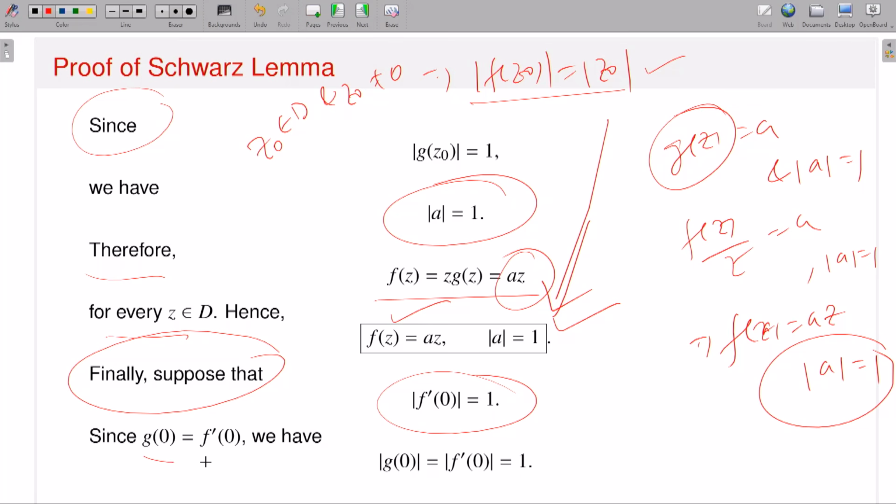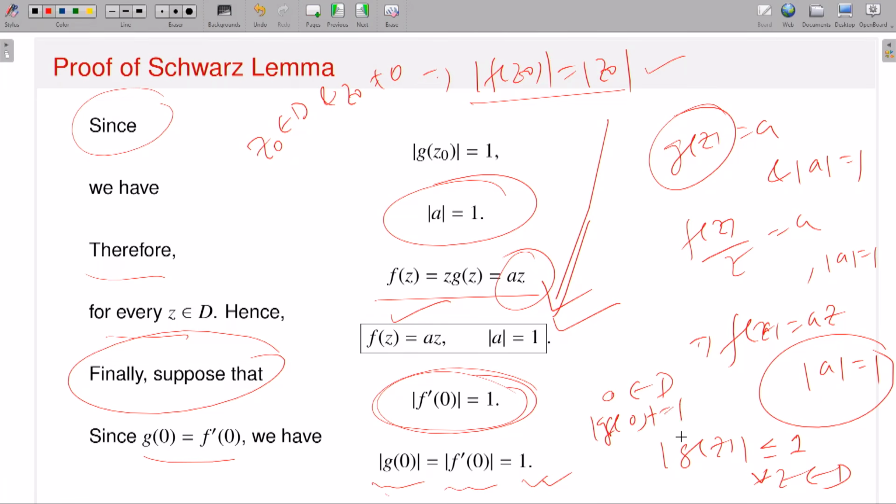Now look, I have defined g(0) is equal to f prime of 0. So what is modulus of g(0)? Which is modulus of f prime of 0, and modulus of f prime of 0 is 1. So therefore this is 1. So again the same, apply the maximum modulus principle. Now your g(z) is less than or equal to 1 for all z in D, and you have a point 0, an interior point inside the domain D, such that modulus of g(0) is exactly equal to 1. That means it implies modulus of g(z) is less than or equal to modulus of g(0), and this is true for all z in D.